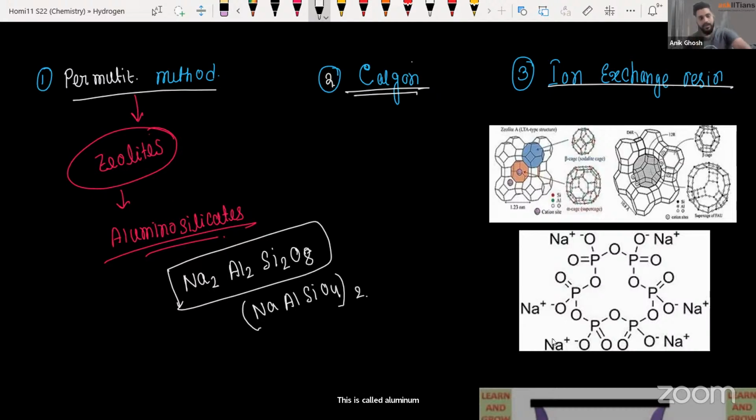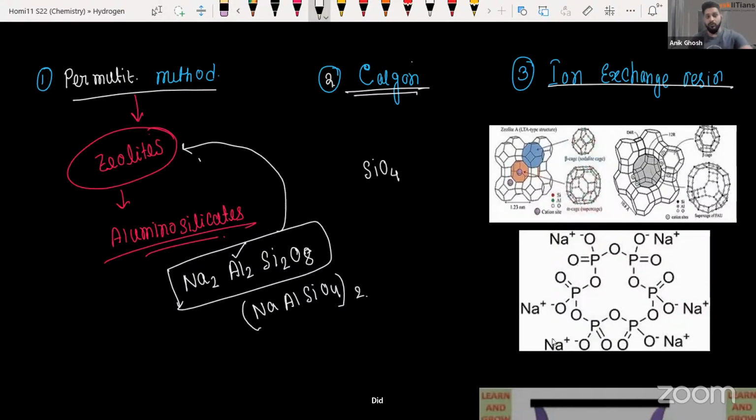You can clearly see that these SiO4 systems are called silicates. With it, when you are using aluminum, then we call it aluminosilicate. Sodium over here is just used as a counter ion. So Na2Al2Si2, this kind of compound is sodium aluminosilicate. In short, we call them zeolites.